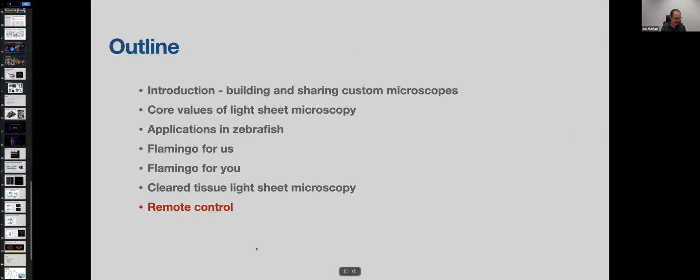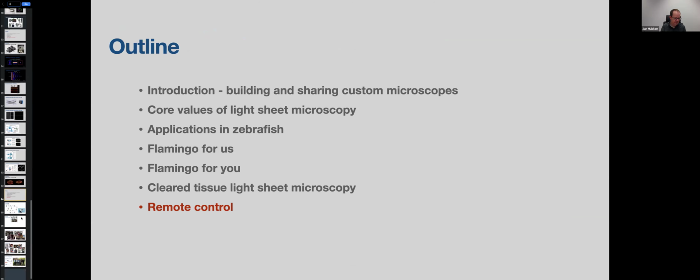So in the end, I just want to show you that the microscope itself doesn't come with any computer. So you have to use a laptop to remotely connect to a Flamingo and run an experiment.